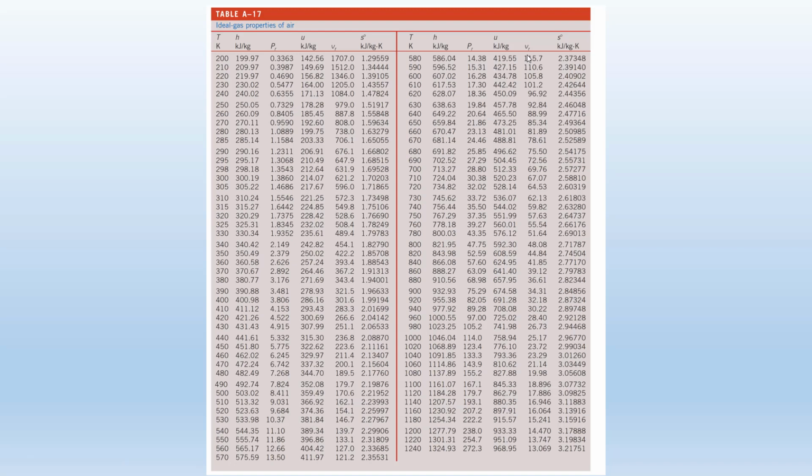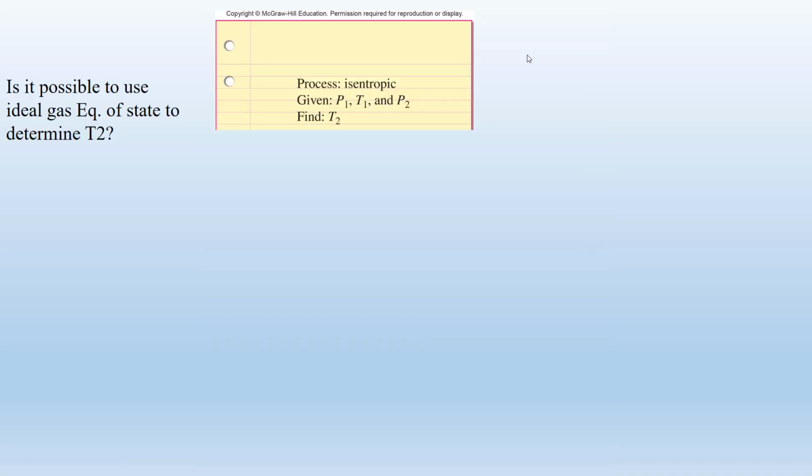Now, let's look at the application of these equations. For example, assume that you have an isentropic process, and let's say this is a closed system. You have, for example, a piston cylinder device, and you have P1 and T1. P1, T1, and P2 are given. So these are all the information that you have. You are asked to find T2. Please pause this video, spend 2 minutes, and try to calculate T2 only by using the ideal gas equation of state.